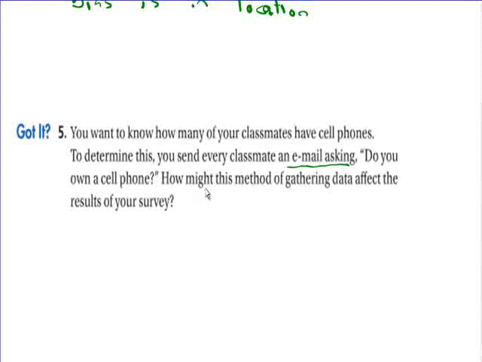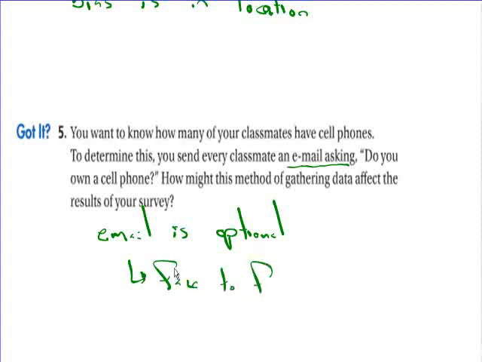Well, here's all I have to say, is I get a lot of emails. I don't reply to all of them. So what we're basically saying is since it's email, email is optional. Okay. So how could we fix it? Ask them in class, face to face. So, do you have a cell phone? Yes or no? Here we go. Done.